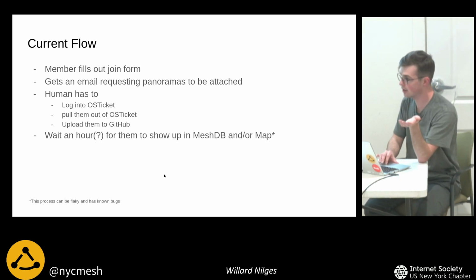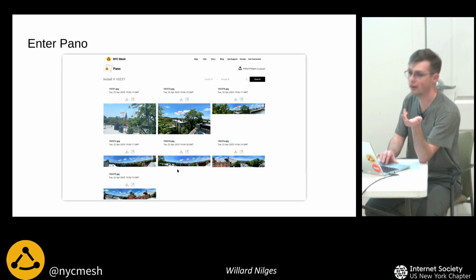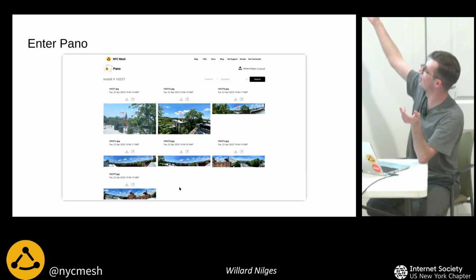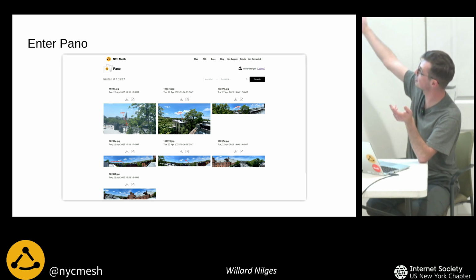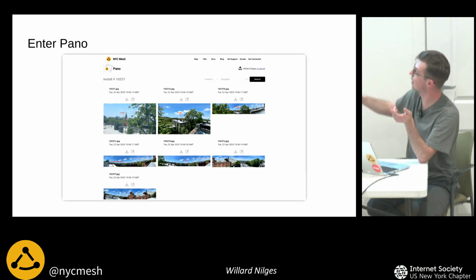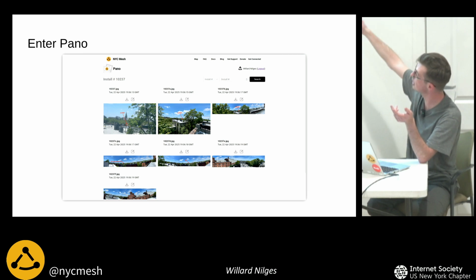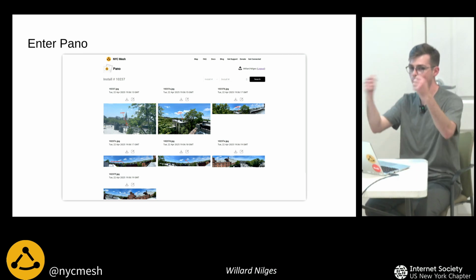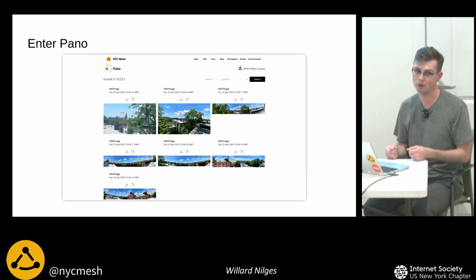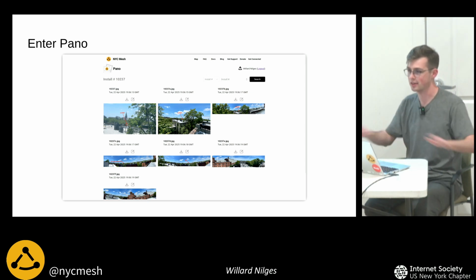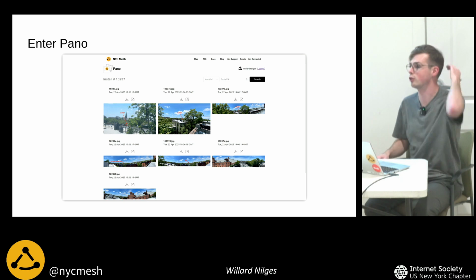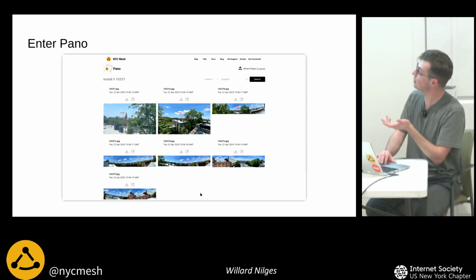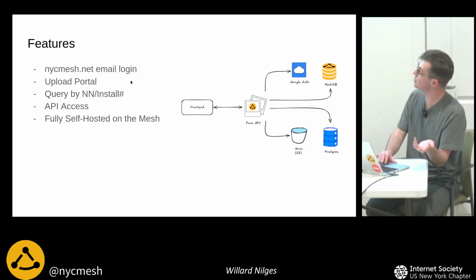So that's not great. Enter Pano. This is a screenshot that I took about 5 minutes ago. That is my awesome user interface. I've got a demo later, but here's what it looks like. Basically, it's just put photos into the web portal, get photos out of the web portal. Bare bones, basic, easy. There's also an API if you're a robot and you want to see photos. So there's that.